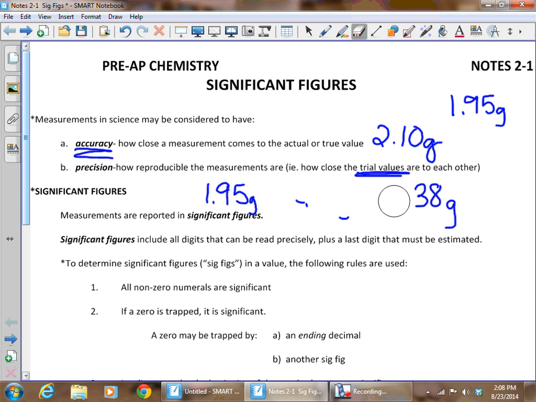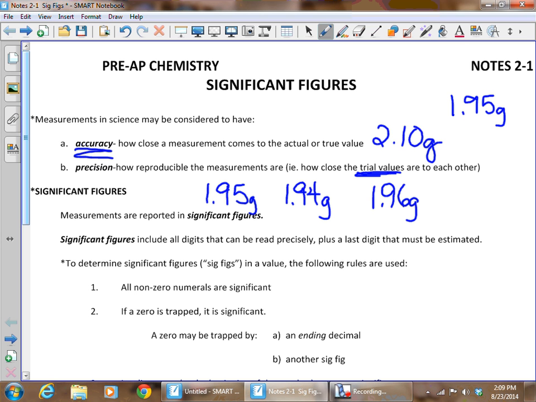But let's say that when we measure this object, we come up with the next time 1.95 grams, 1.94 grams, and 1.96 grams. Now we've got values that are quite close to each other. They're still not accurate, but they are very close to each other. We would say that those values are precise. They have good precision. They're close to each other. They may not be accurate. We can have precision and not be accurate.